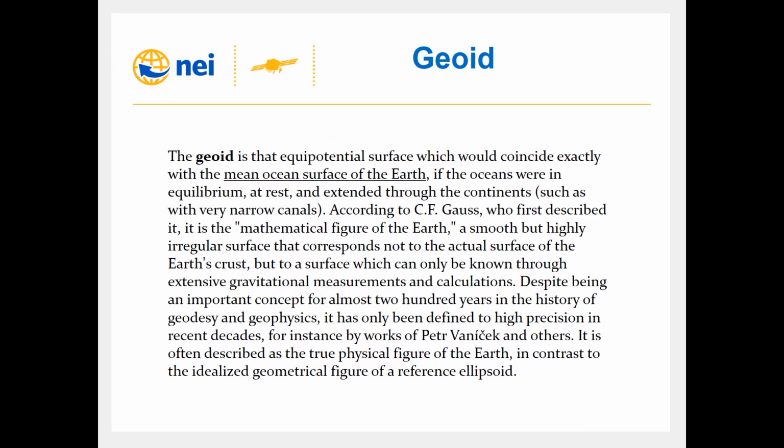Go to the next slide. Yeah, okay. Geoid is the elliptical surface which would coincide exactly with the mean ocean surface, blah, blah, blah, blah, blah. So, basically what this is saying is, I'm going to break it down for you to where, how I like to explain it, okay?